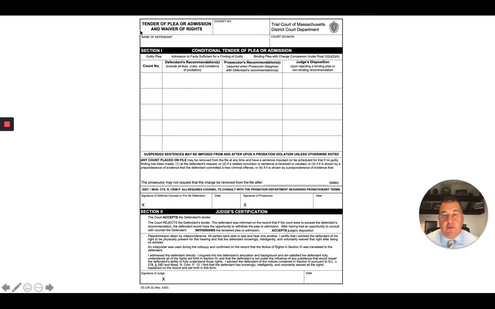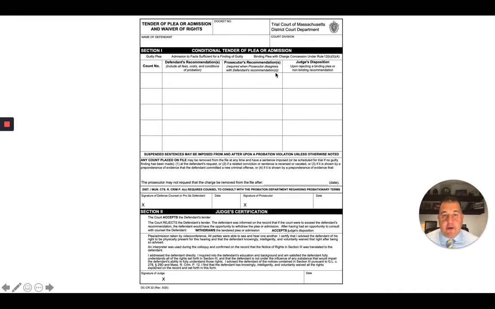Taking a look at this particular form, the basic information about who you are, about your case is up here. Down the next section, you're saying whether you're entering a guilty plea, admitting sufficient facts, or entering a binding plea with a charge concession. And while each of these things has its own significance, essentially they all mean that you're admitting to doing something wrong, at least as to some of the charges in the case, okay?